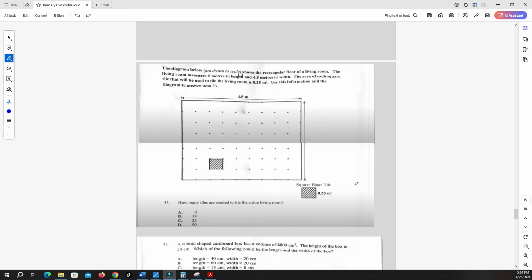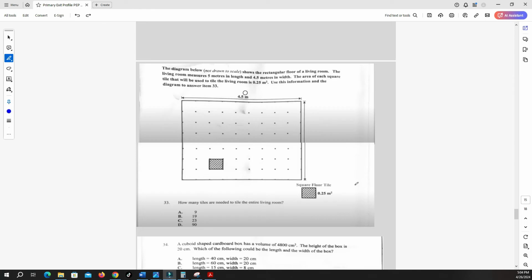Yeah, so this brings us to number 33. The diagram below, not drawn to scale, shows a rectangular floor of a living room. The living room measures 5 meters in length and 4.5 meters in width. The area of each square tile that will be used to tile the living room is 0.25 meters squared. Alright, so what's the question? It says use this information on the diagram to answer item 33. So let's math this out properly. We need to find the area first, and the area is length times width. So 5 is the length and this is the width, which is 4.5 meters.